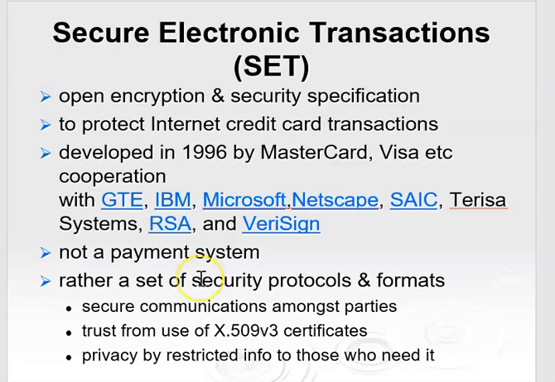The user is given an electronic wallet, and a transaction is conducted and verified using a combination of digital certificates and digital signatures. It consists of a security protocol, secure communication among the parties, and uses X.509 version 3 certificates. It provides privacy by restricting the information only to those who need it.